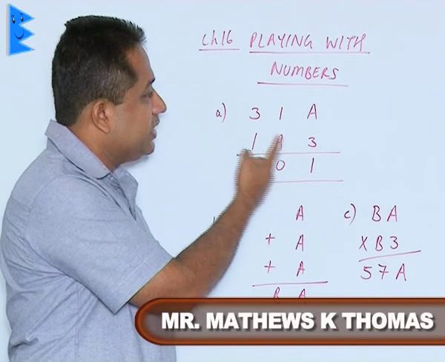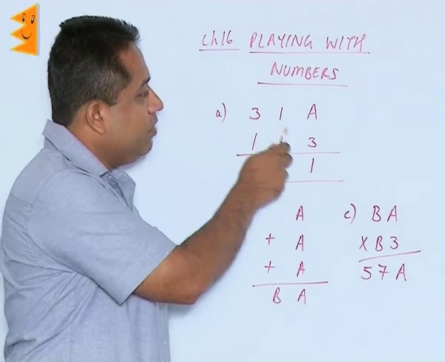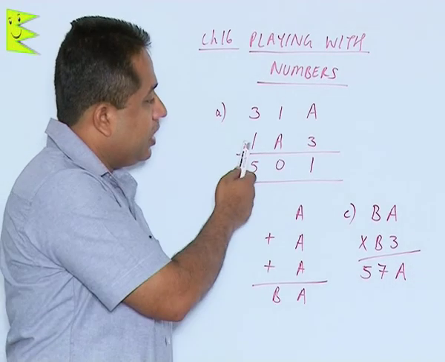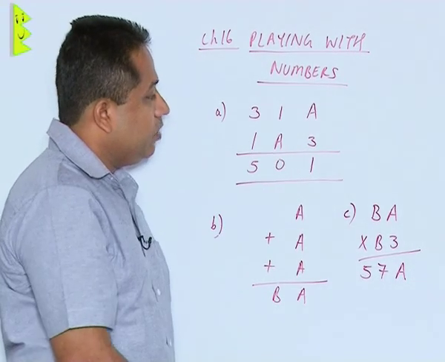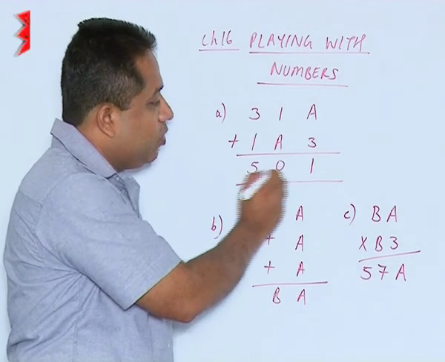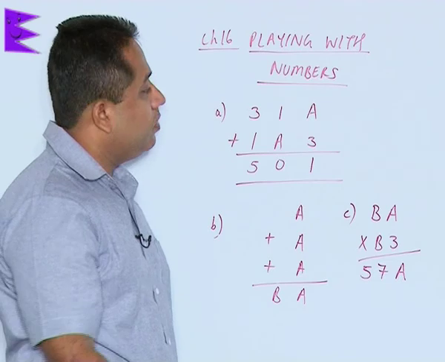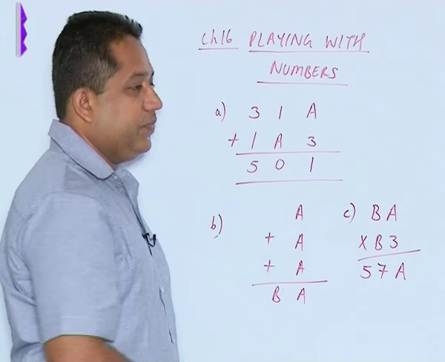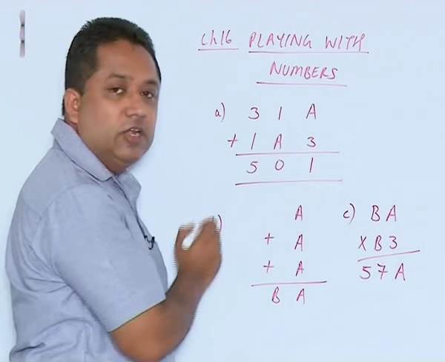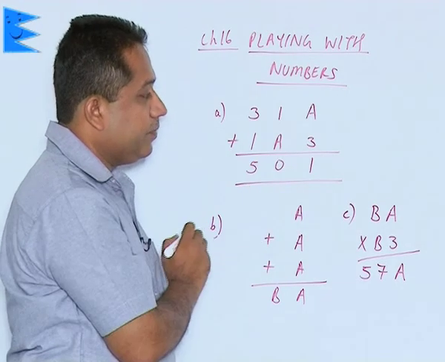We have some examples here. Let us look at the first example. We have 3 1 and this is an alphabet A which we have to find out, and 1A3. Now, the question is, when we add these 3 digit numbers, the total is 501. We have to find out what this alphabet A is. Now, look at this question very carefully. The result is given to us as 501.